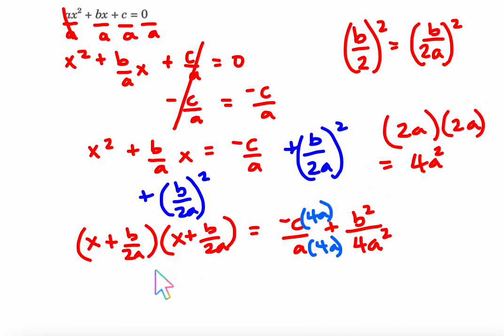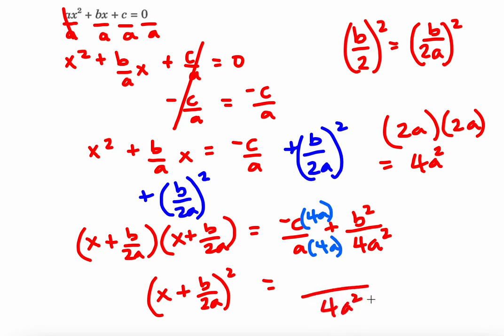Now let's go ahead and change the left-hand side to x plus b over 2a, squared, because there's two of them. So we're just getting ready to set up our problem. And on this side, we have a common denominator of 4a squared now. They're being added together, so this is negative 4ac, because these are multiplied, plus b squared.